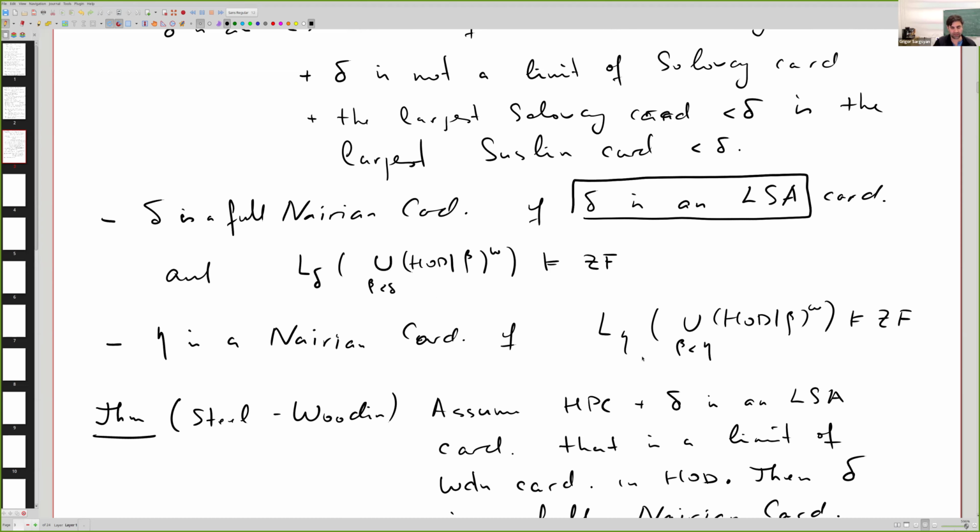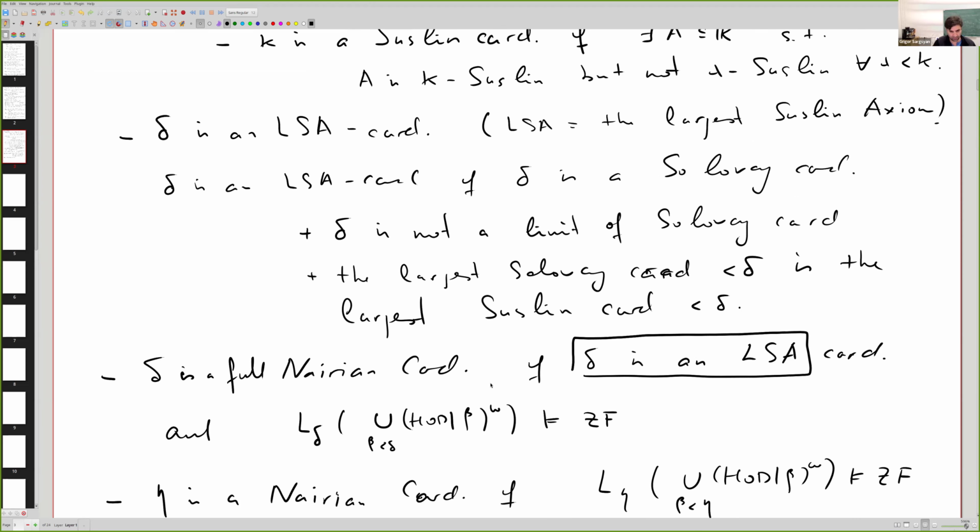And the other thing is, when you have a model of ZF, then the theta of this model has to be smaller than this delta, right? Remember, delta is just an LSA cardinal, so there is a surjection of reals onto delta out in V. But when you look at this model, then the theta of that model must be strictly smaller because it's a model of ZF.